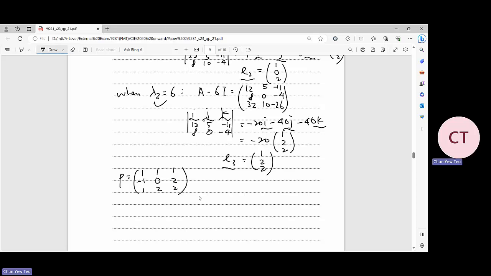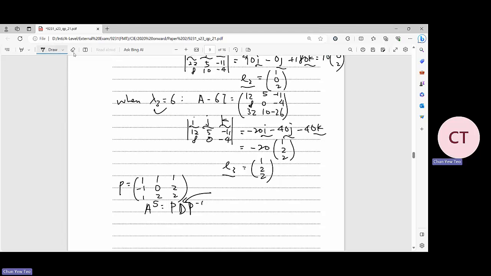But my D will be a bit troublesome. My D is actually A power 5. According to the formula, we're looking for the D. By right, the formula is: if you have A power n, it will be P D power n P inverse. But over here, they make it become D, so that means we need to make the diagonal power of 5.